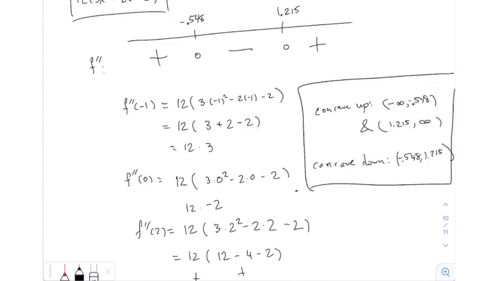All right. That's how we find concavity intervals without looking at the graph. Unfortunately, we had to use the quadratic formula. You don't always have to use the quadratic formula. If you're lucky, the second derivative will factor, and then you won't need it.